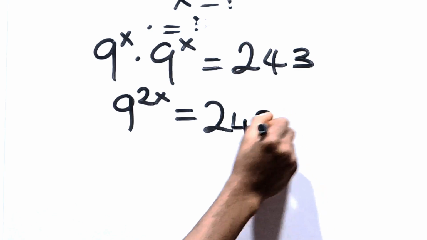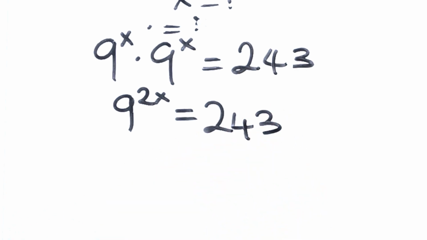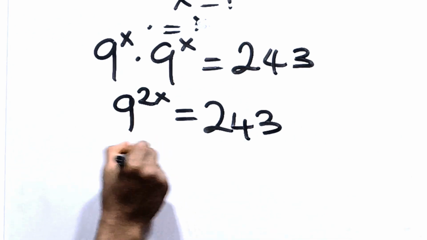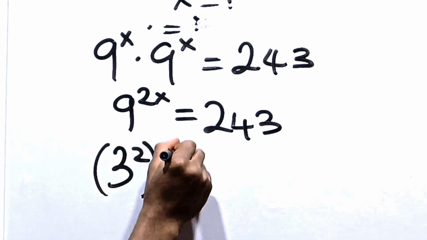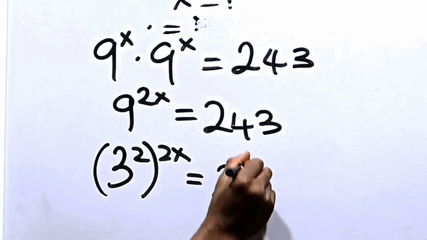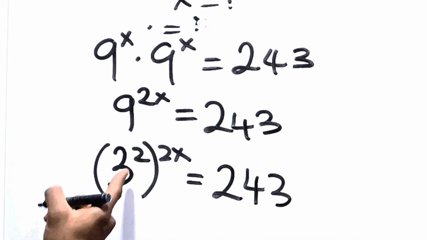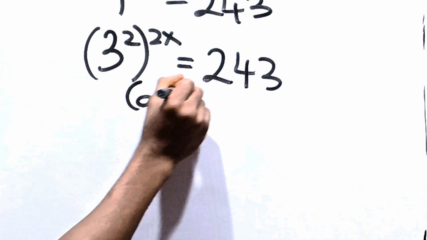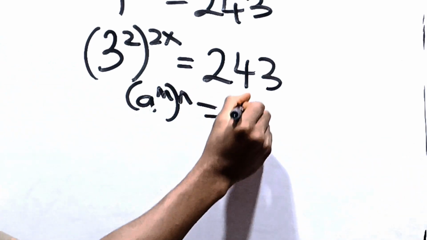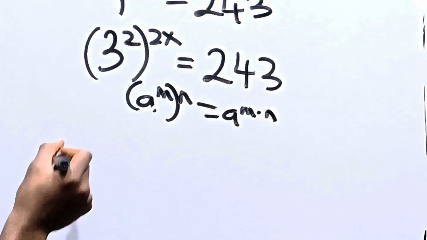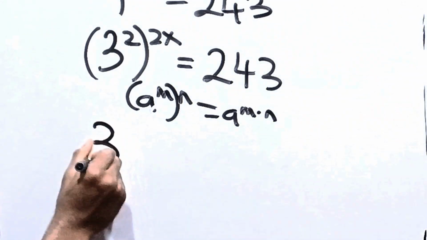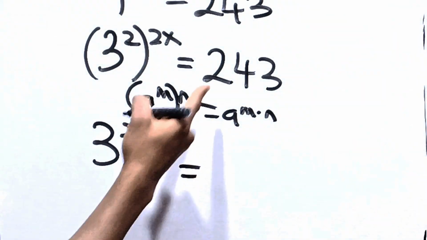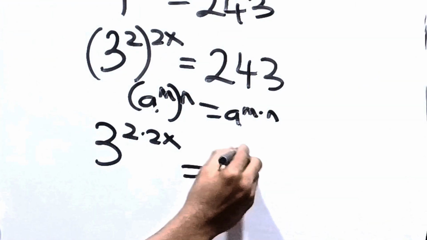Now from here we can say 9 is equal to 3 squared. So I can say that this is 3 squared raised to the power of 2x to be equal to 243. From the law of indices, when we have a raised to the power m, raised to the power of n, it's equal to a raised to the power m multiplied by n. Applying that law here, we now have 3 raised to the power 2 times 2x, to be equal to, now 243 can be written as 3 raised to the power 5.